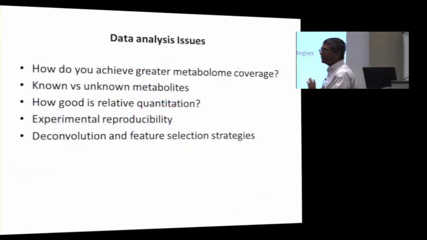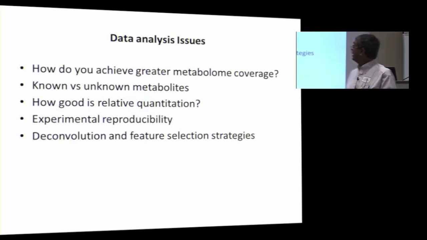I want to switch gears again and go to data analysis issues, for the last 10 minutes I have. One of the major questions is how do you achieve greater metabolome coverage, known versus unknown metabolites, and how good is relative quantitation? What is the experimental reproducibility of these things? And the deconvolution and feature selection strategy.